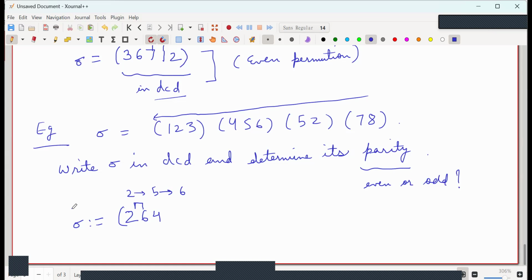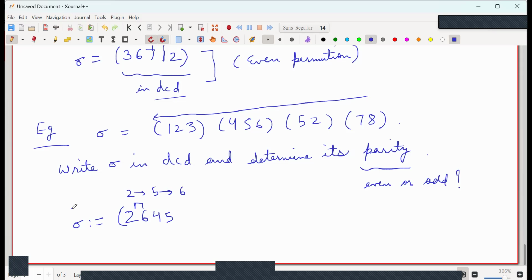Okay, sir. Now tell me what number should come. 4 is again mapping to 5, no, sir? 4 is mapping to 5. Good. And 5 is not there in any other cycle which is left to it. So 4 will be mapped to 5. What about 5? That cycle will end there. What will be the final image of 5 under sigma? Or 2 only, no, sir?